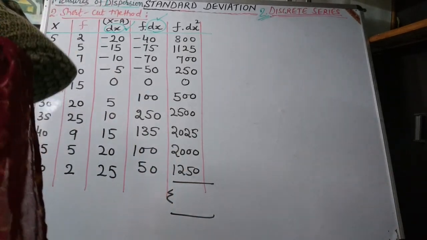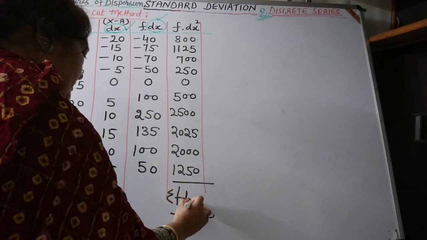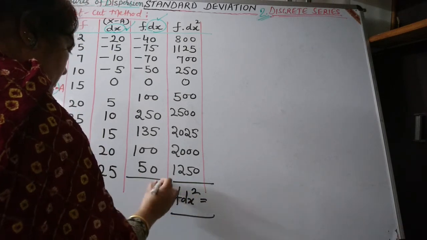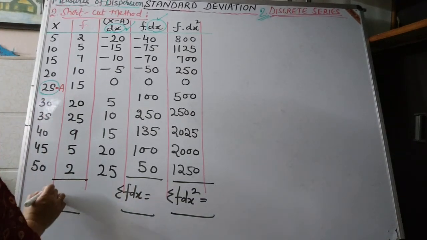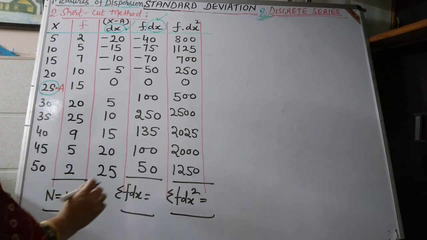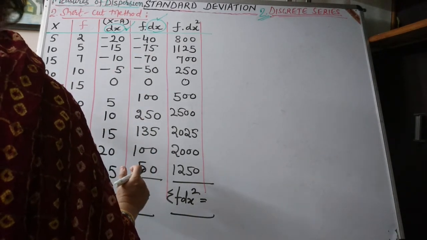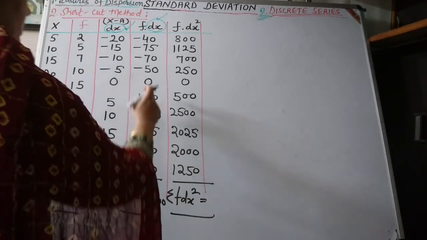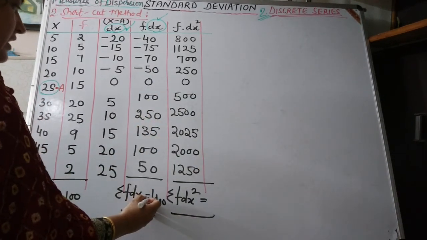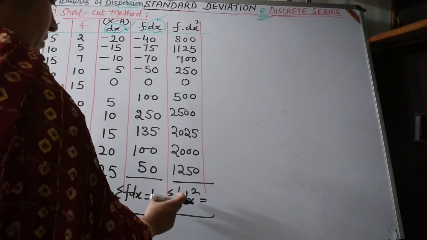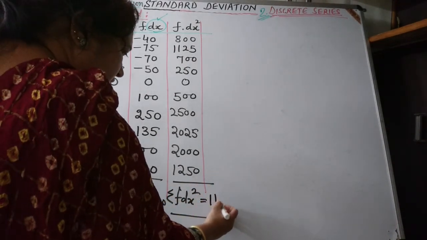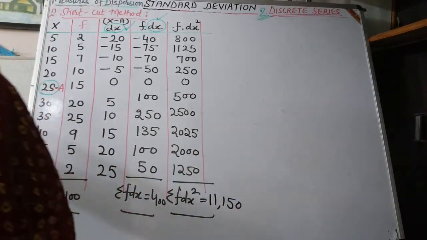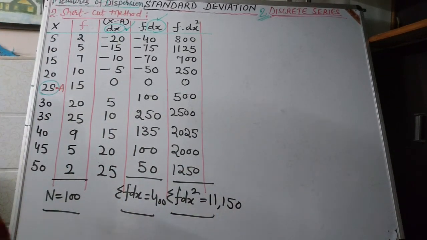And let us sum up all the values of f dx square, sigma f dx, and the value of n. The value of n is equal to 100. Sigma f dx will be 400, because some values are positive and some values are negative. Ultimately, positive 400 will be there. Then sigma f dx square, the calculation will be 11,150.